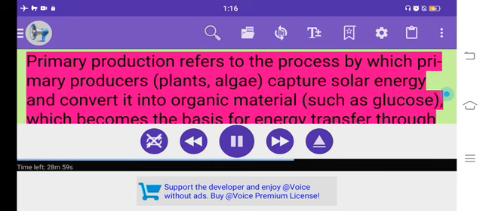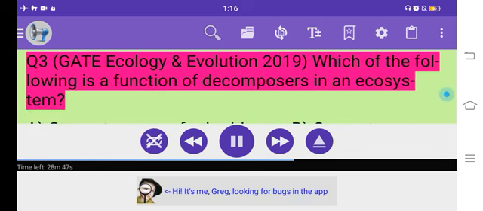Explanation. Primary production refers to the process by which primary producers, plants, algae, capture solar energy and convert it into organic material, such as glucose, which becomes the basis for energy transfer through the food web.